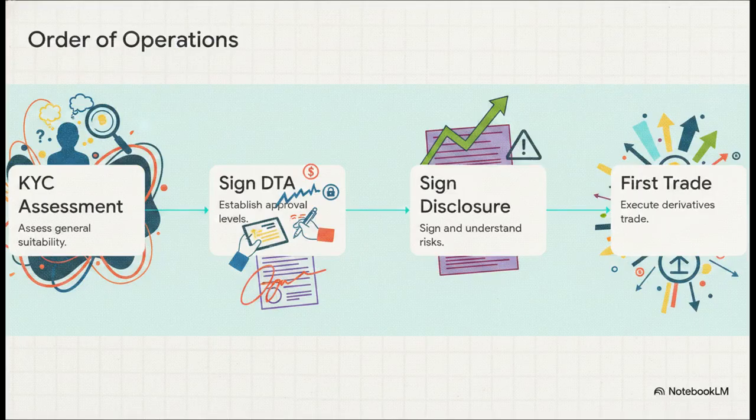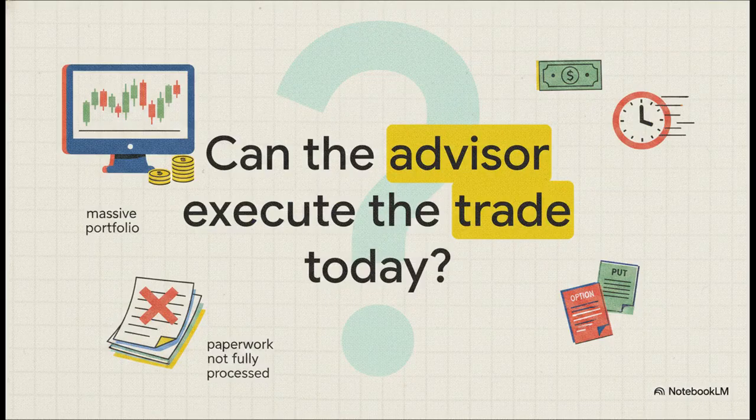And there is a very strict, mandatory order of operations that an associate absolutely must follow. Step 1, the Know Your Client or KYC assessment to figure out general suitability. Step 2, the client must sign the DTA to lock in those approval levels. Step 3, they have to sign and actually demonstrate they understand the risk disclosure. Only after all 3 of those steps are perfectly complete can we finally arrive at Step 4, executing that very first trade.